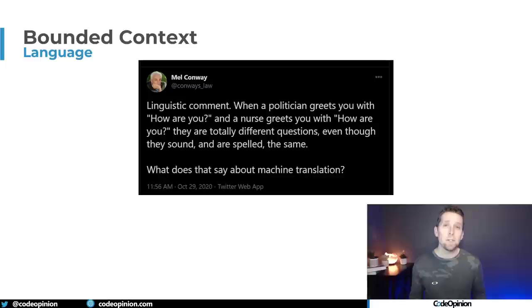One of the reasons it's difficult to define logical boundaries is because things sound the same. You may be in the domain and talking to people within the domain, and they use the exact same terms. But the difference is they don't mean it the same way. Their intent is different. When they're saying those terms, they mean different things. And I love this from Mel Conway.